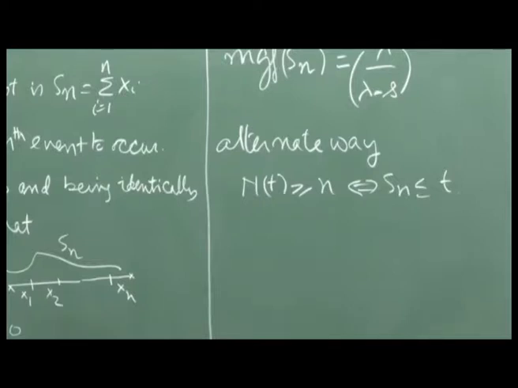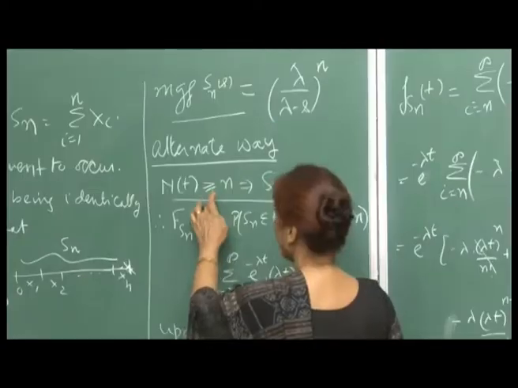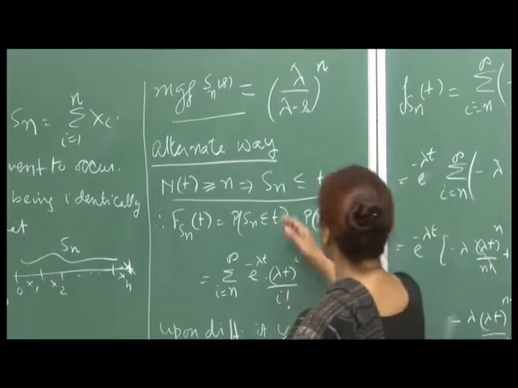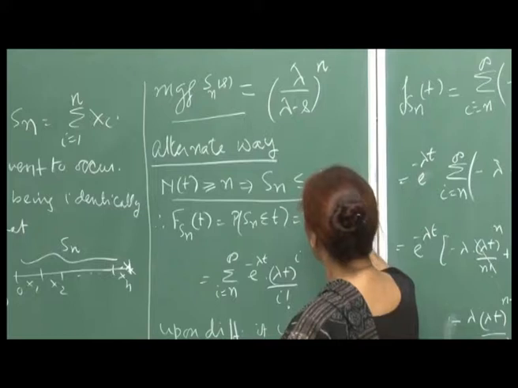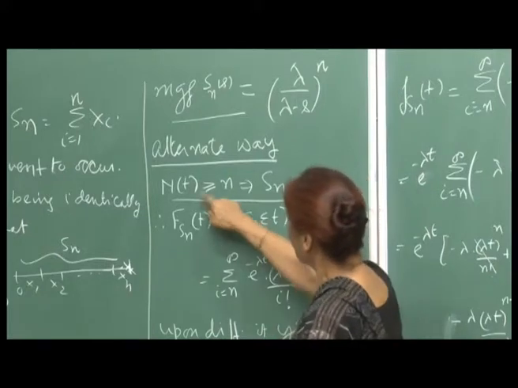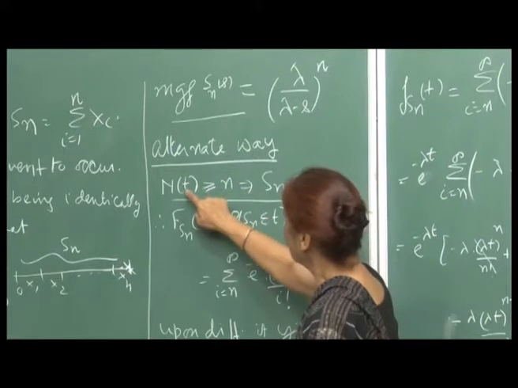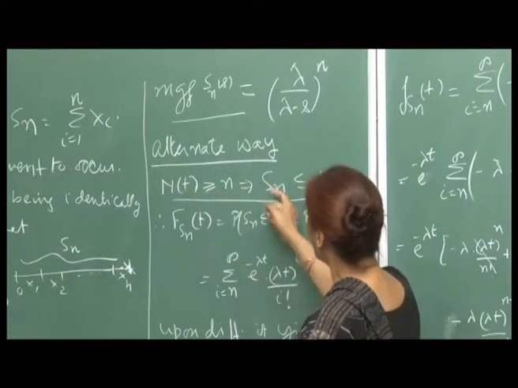Let us look at it in an alternate way, and that is also interesting. So, let us just be very clear about this. N t greater than or equal to n if and only if S n is less than or equal to t. That is, if the number of arrivals by time t is greater than or equal to n, then the time S n for the nth event to occur is less than or equal to t, and vice versa. That is, if S n is less than or equal to t, then it will imply that N t must be greater than or equal to n.